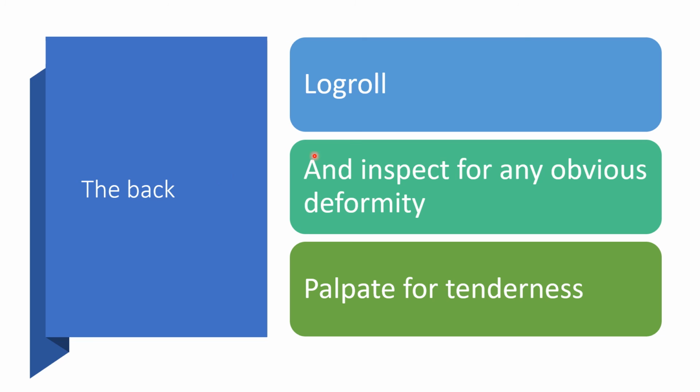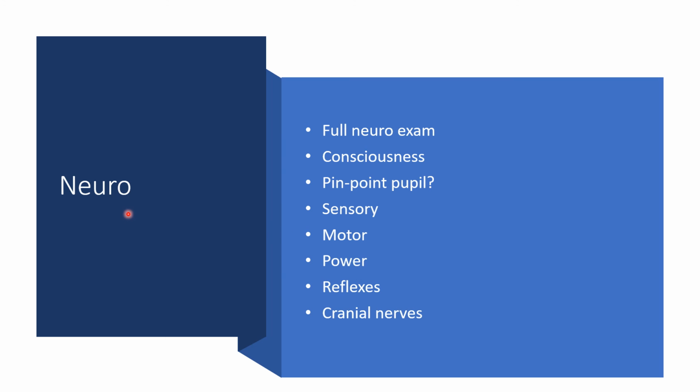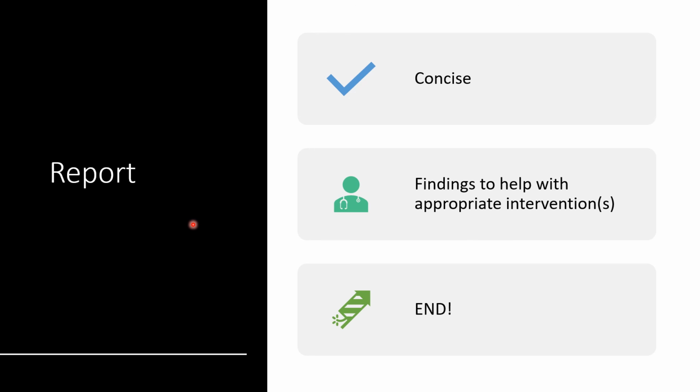At the back, we will log roll, and then we inspect for any obvious deformity and palpate for tenderness. Neurological examination will involve full neuro examination, consciousness and pinpoint pupil, sensory motor power reflexes, and cranial nerves. And finally, we put all our reports together in concise form. The findings that will help with appropriate interventions must not be excluded.